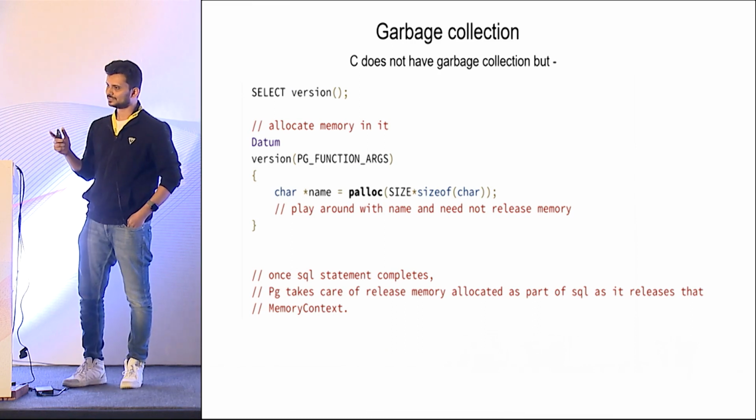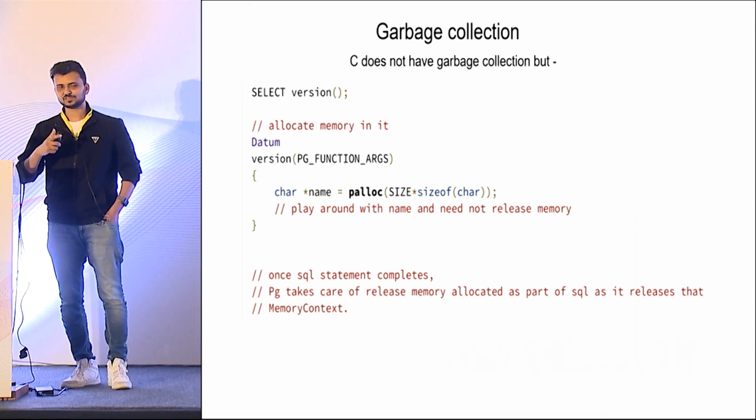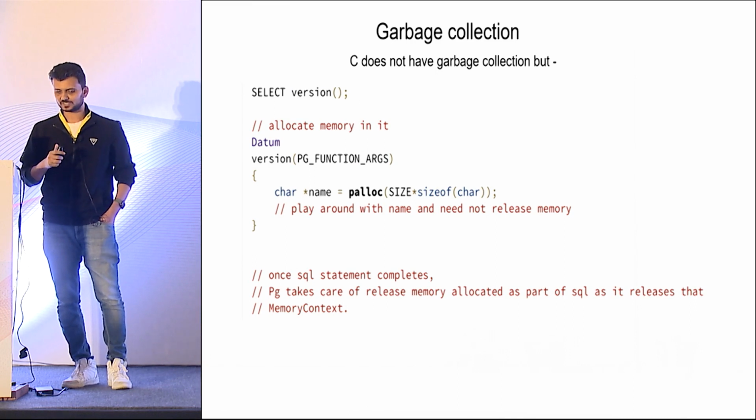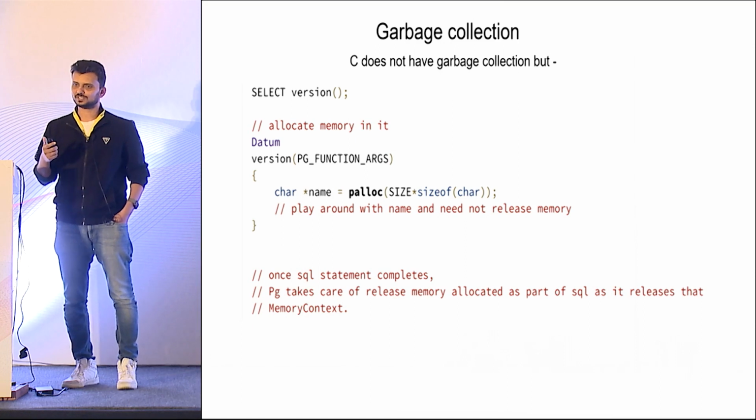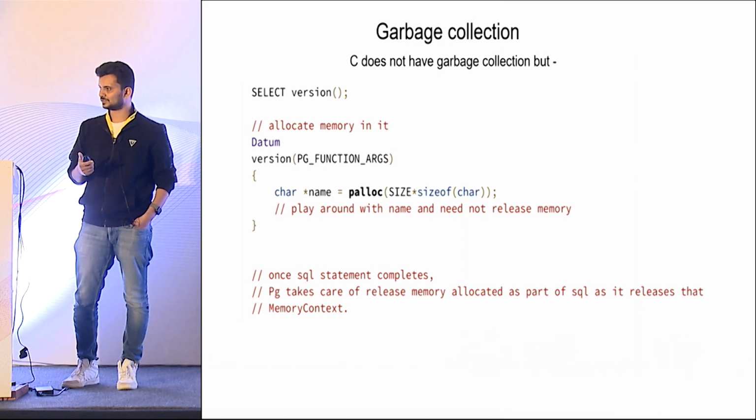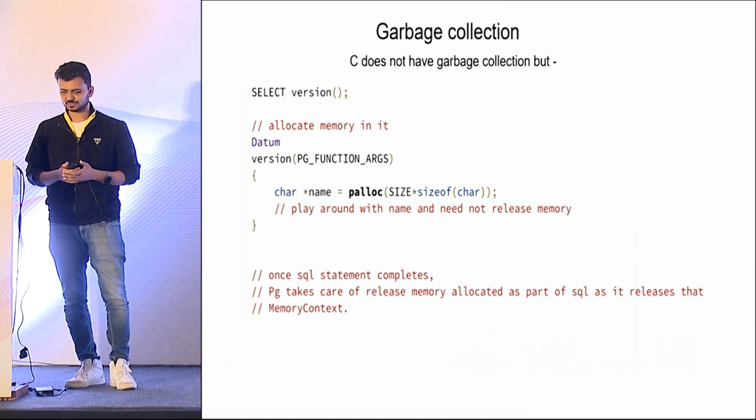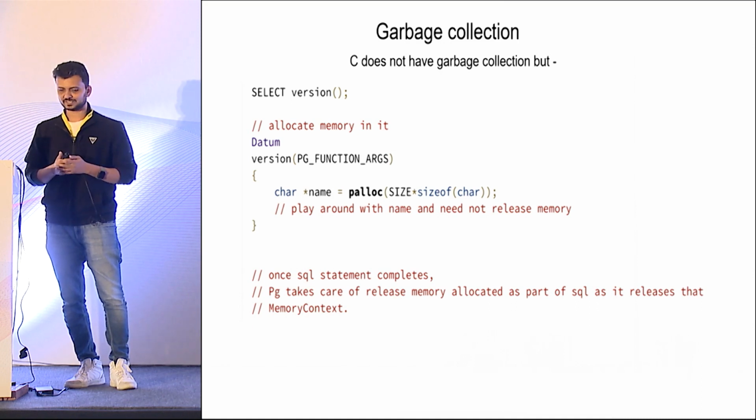It's not exactly like the JVM-like runtimes do garbage collection, but at least you don't need to worry about releasing memory the way you do in C and C++. In Postgres, you just allocate it in your user-defined functions, and Postgres automatically takes care of releasing it.